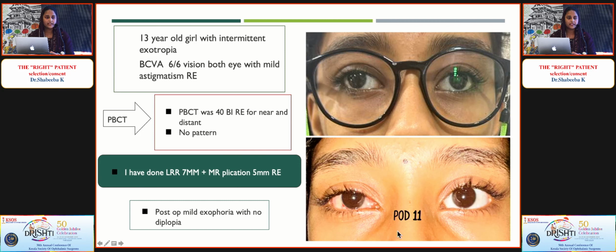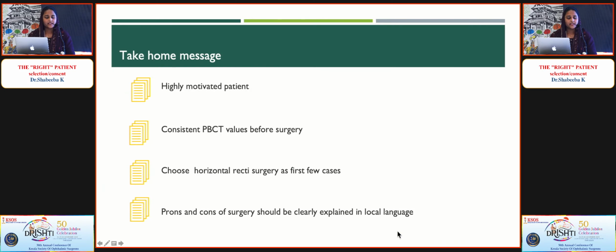I have done lateral rectus recession with a medial rectus plication. And postoperatively, the patient has only mild exophoria with no diplopia, and the patient is happy postoperatively. And the take-home message for today: we should take highly motivated patients, and the PBCT value should be consistent before the surgery. Choose a horizontal rectus surgery as the first few cases, in the initial career, and the pros and cons of surgery should be clearly explained in the local language.